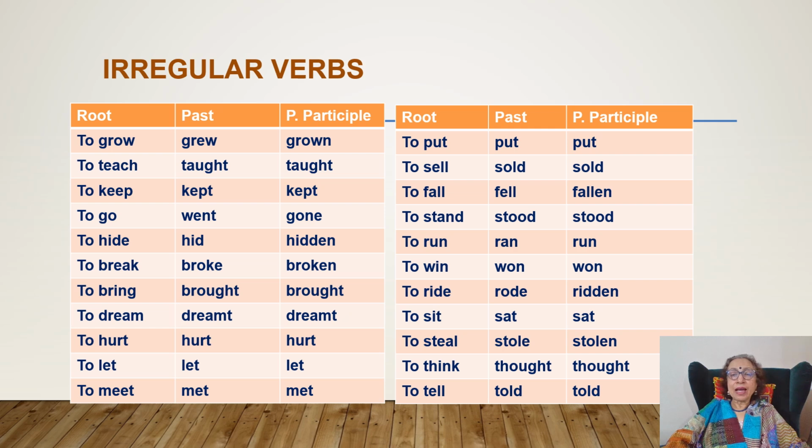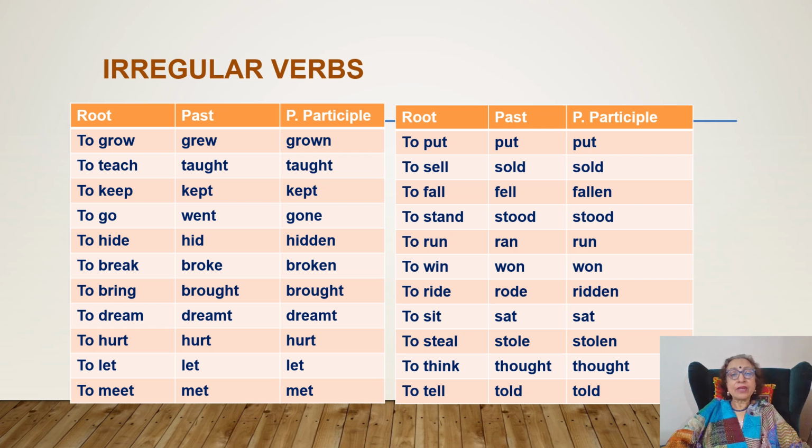Then run, ran, run. Now this is a new pattern where the present tense form or the root form without to is the same as the past participle. The past tense is different. Past tense is ran and past participle is run. Then win, won, both are same. Ride, rode, ridden. This is a different form. Then sit, sat, and sat, both are same. Steal, stole, stolen, different. Think, thought, thought, same. And tell, told, and told. These are all irregular verbs.